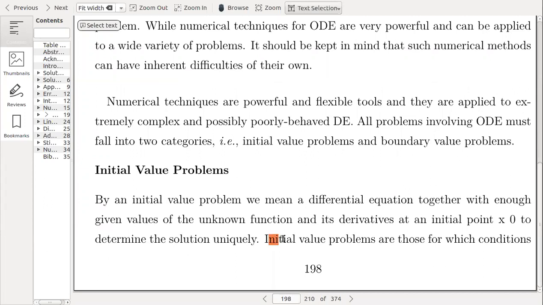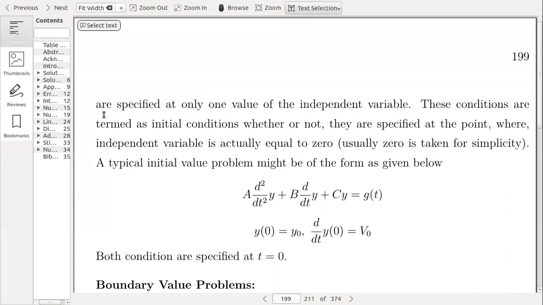So initial value problems are the problems for which conditions are specified at only one value of the independent variable x. These conditions are termed initial conditions, whether or not they are specified at the point where the independent variable is actually equal to 0. Usually 0 is taken for simplicity.